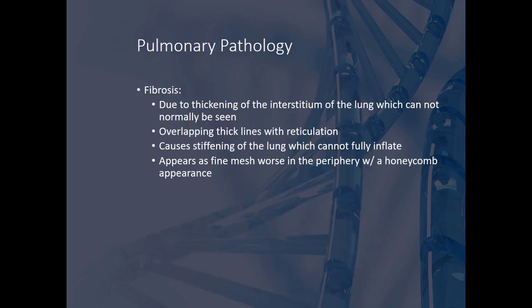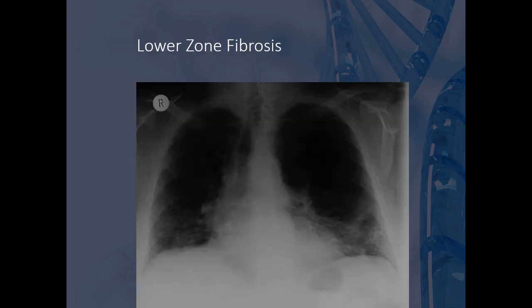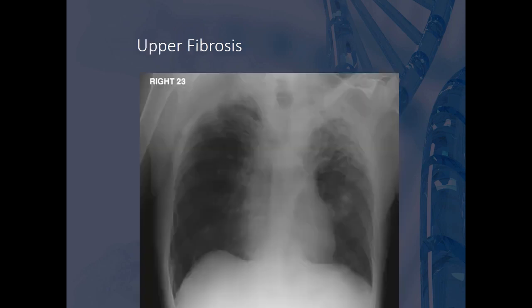Fibrosis, this is more that diffuse thickening of the interstitium. You get overlapping thick lines, similar to what we talked about before with the terminology of reticulation. This is causing stiffening of the alveoli. It can appear as a net-like, fine mesh reticulation pattern, sometimes called honeycombing. So this is lower zone fibrosis, right and left lower lobes, upper lobes here.